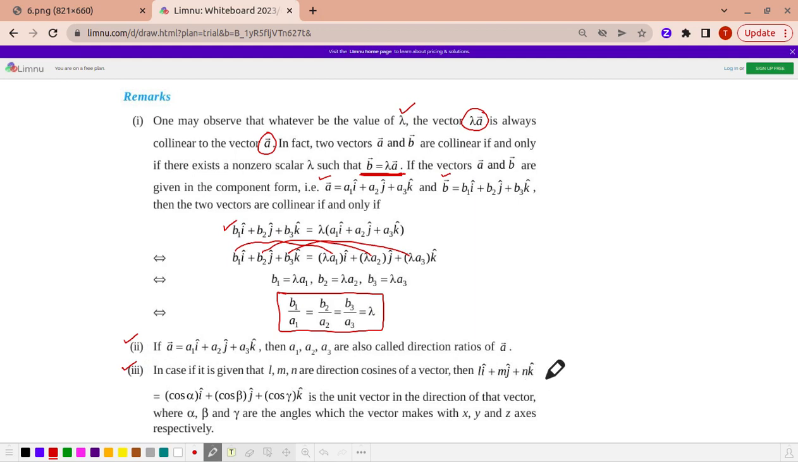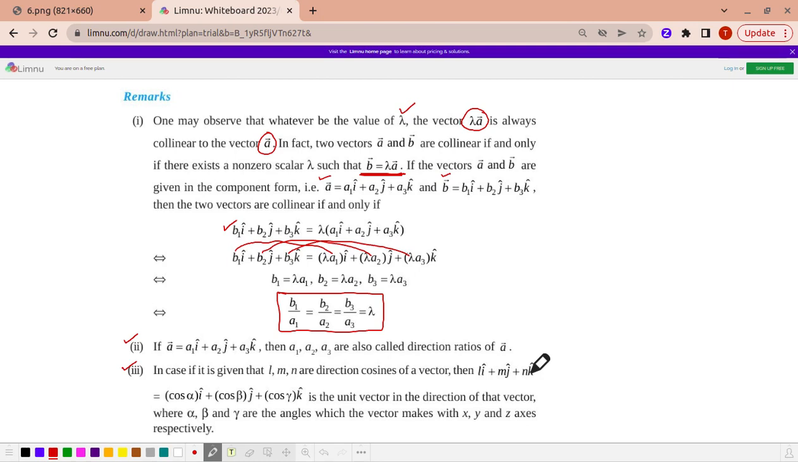In case it is given that l, m, n are the direction ratios of a vector, then l i plus m j plus n k is equal to cos alpha, cos beta, cos gamma, because we know l equals cos alpha, where alpha is the angle made by the vector with the positive direction of the x-axis. Similarly, beta is the angle made by the vector with the positive direction of the y-axis, and gamma is the angle made by the vector with the positive direction of the z-axis.